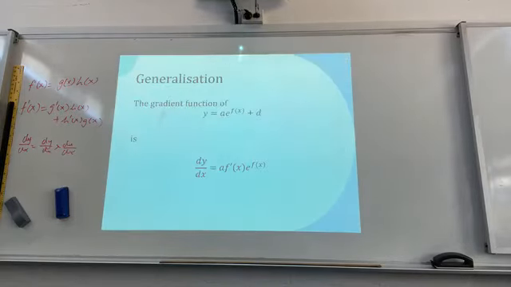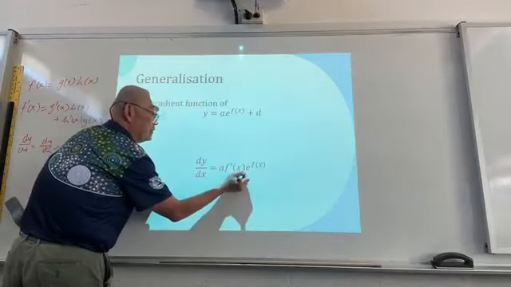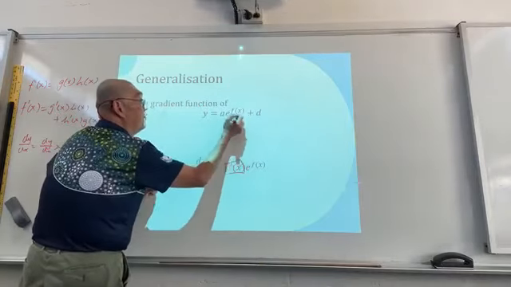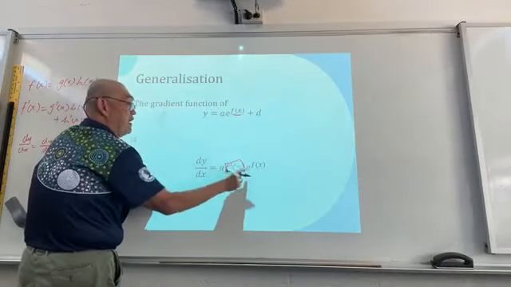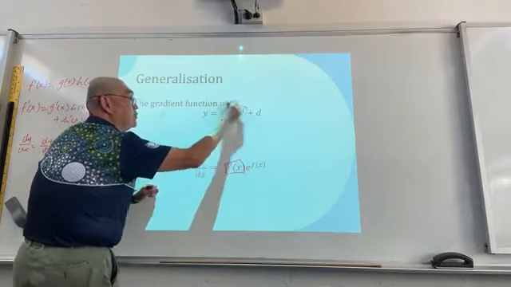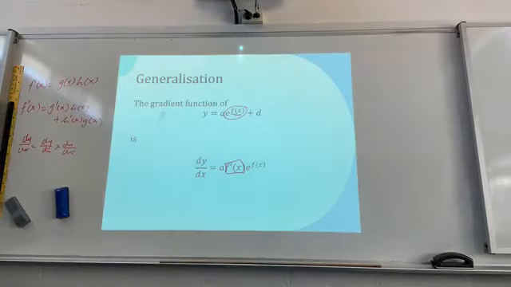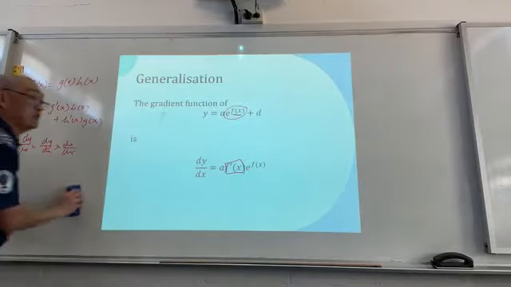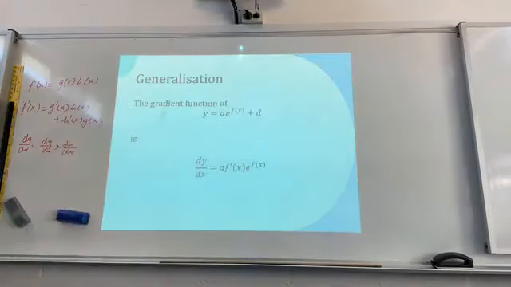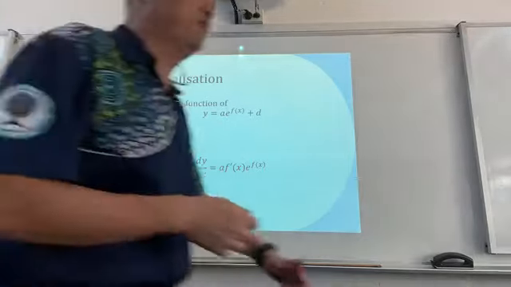Let's generalize it. So the gradient function of y equals a e to the power of f(x) plus d is actually a times the first derivative of f(x), times e to the power of f(x), the whole thing as well. That was what I showed you using the chain rule just now. Any question before I move on? No? We'll show you some examples, then you'll know what to do.